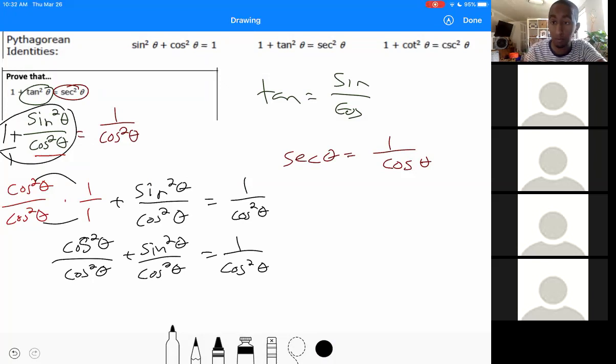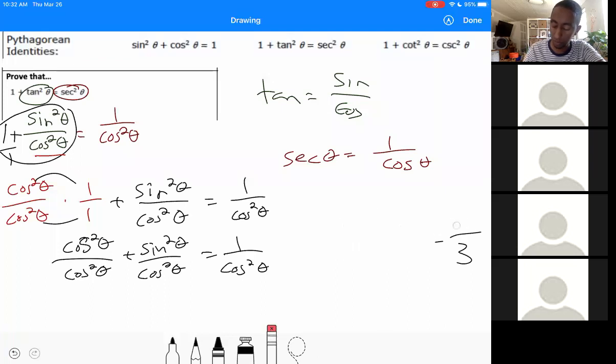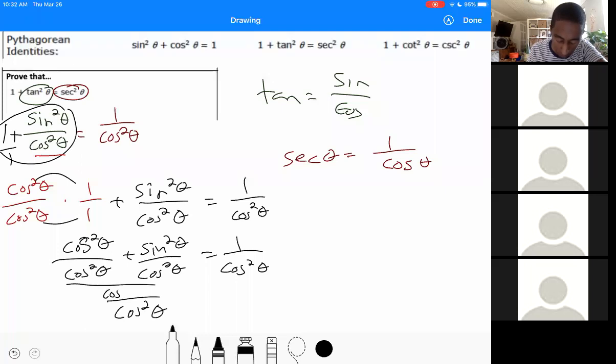And when we add fractions, we have to remember, like if I'm adding 1 over 3 plus 2 over 3, the denominator stays the same, and the numerator you add, so that's 3 over 3. The same concept applies here. When we add this, the denominator stays the same, so it'll still be cosine squared of theta. The numerator you add, but we can't add cosine and sine, so we're just going to leave this as cosine squared of theta plus sine squared of theta.